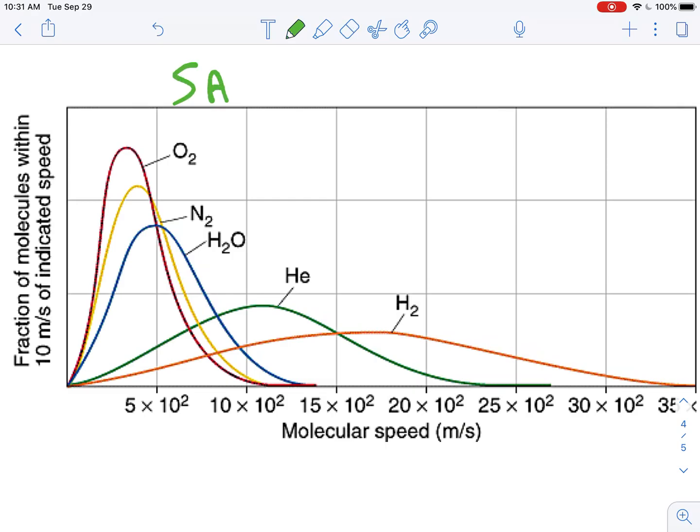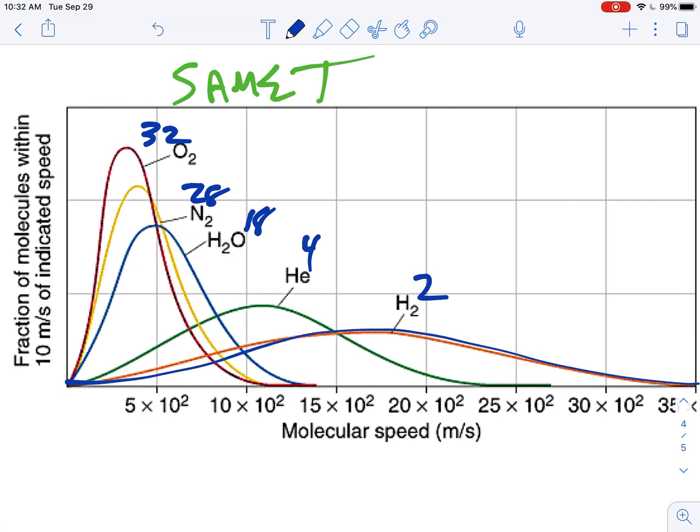So again, this is at the same temperature, right? And pressure and everything else being the same. Everything is the same here, and the only thing that you are comparing here is the masses. And so again, you're talking 32, 28, 18, 4, and 2. You can see that the lighter ones are spread out, whereas the heavier ones are taller and more clumped in.